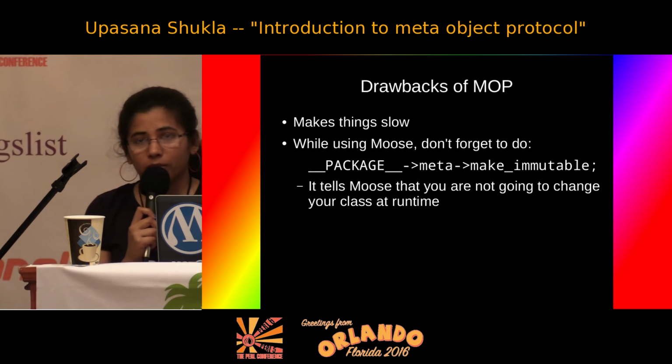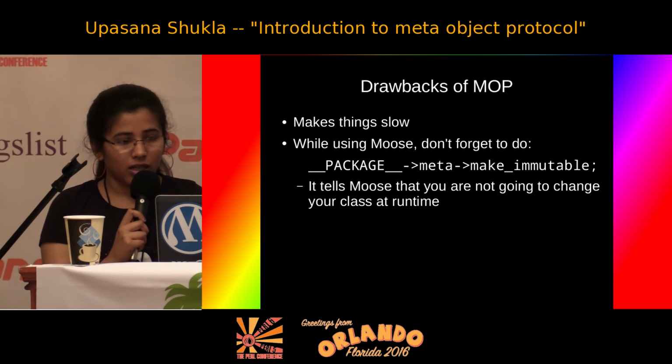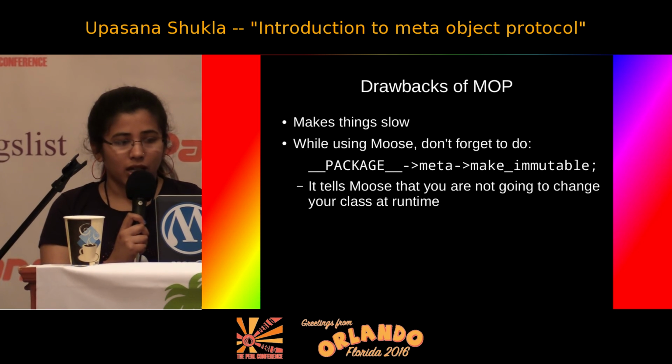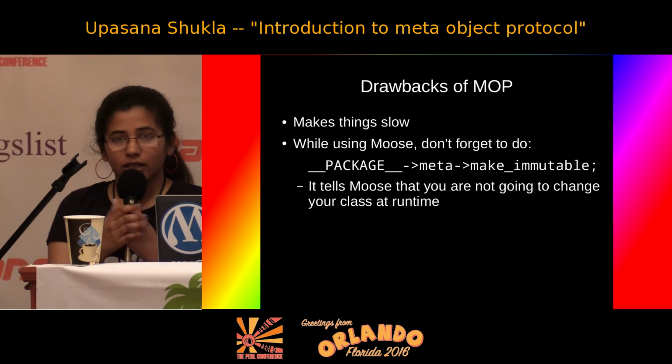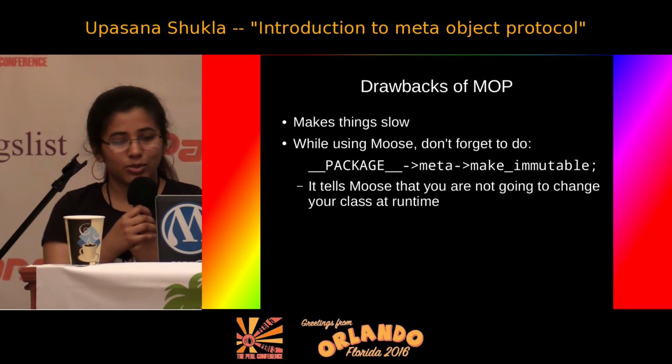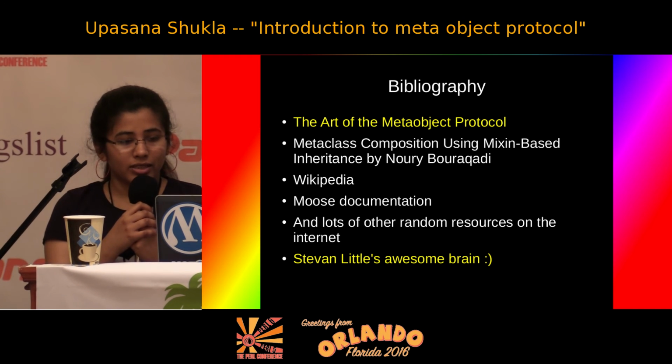But there are some drawbacks of MOP. It makes things slow. So if in most of your classes you don't intend to change your class at runtime, then always do __PACKAGE__->meta->make_immutable at the end of your class, because it makes things a little bit faster. And it tells Moose that you're not going to change your class at runtime.